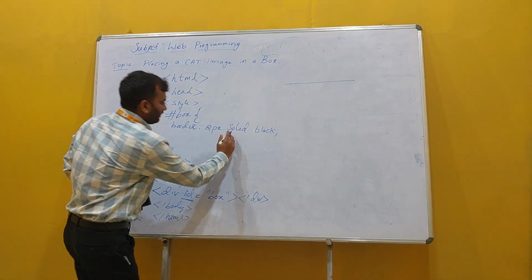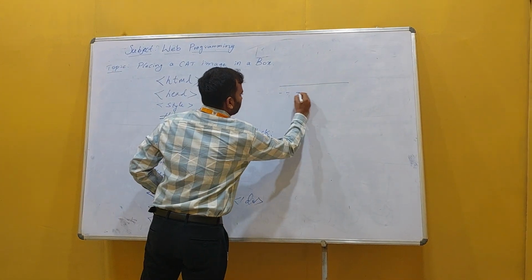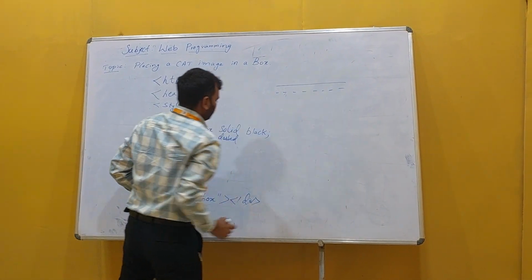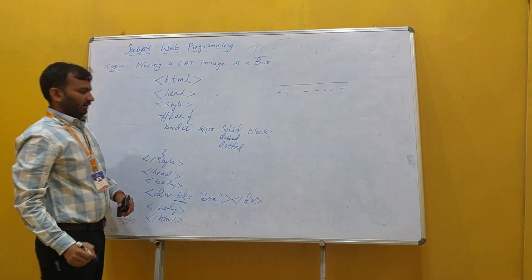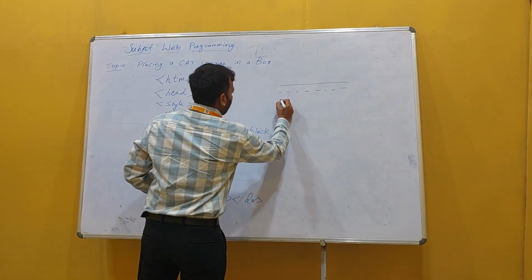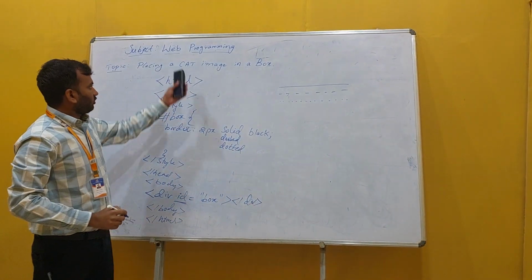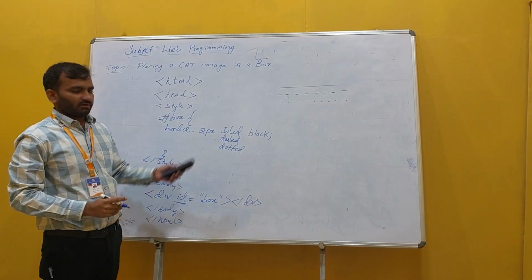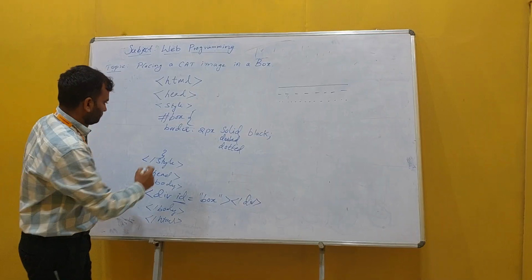If I give dashed here, I'll get the line like this. If I give the name as dotted, then the line will be dots like this. But I want to place a cat image, and for that, a single line is not enough. So for that, I need to give some height and width.